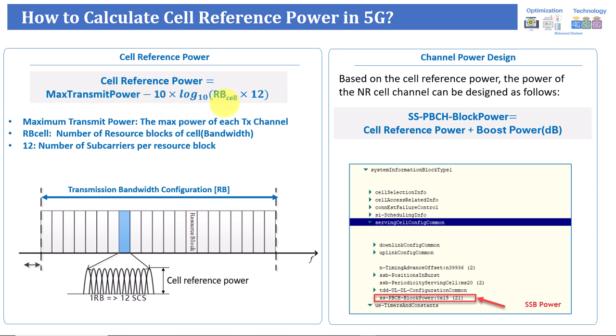Then in the formula, you need to consider, first of all, the resource blocks being used in the cell, and you multiply it by 12, which refers to the number of subcarriers. At the end, if you look into the formula, you will understand that this cell reference power calculates the power on each of the subcarriers, as you can see in the bottom figure. So that's why all the others can be an offset from the cell reference power. For example, after we calculated it, the cell reference power is 18.2, so this is your power for the reference signal.